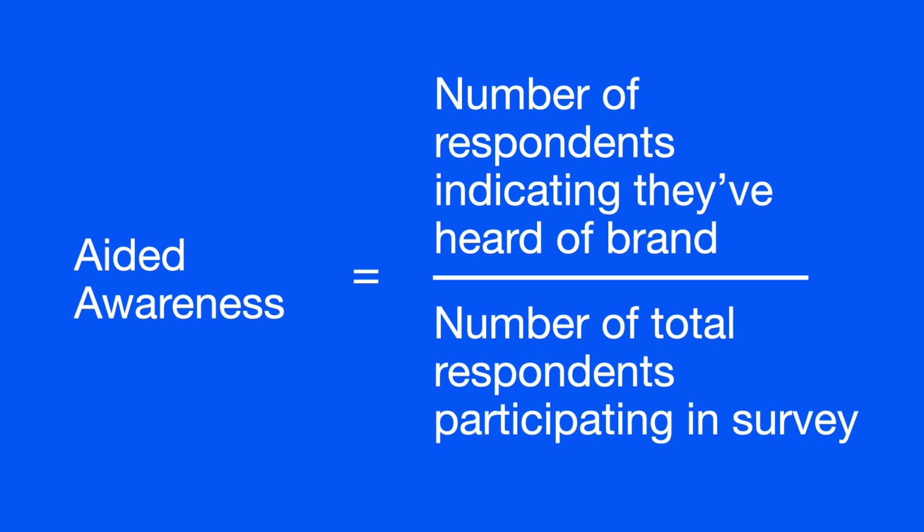To calculate aided awareness, divide the total number of respondents that have indicated that they've heard of a brand on your presented list by the total number of respondents participating in your survey.